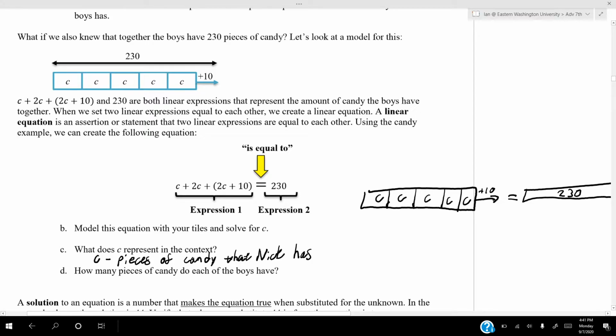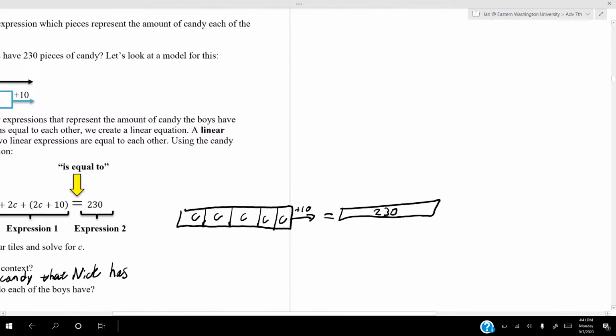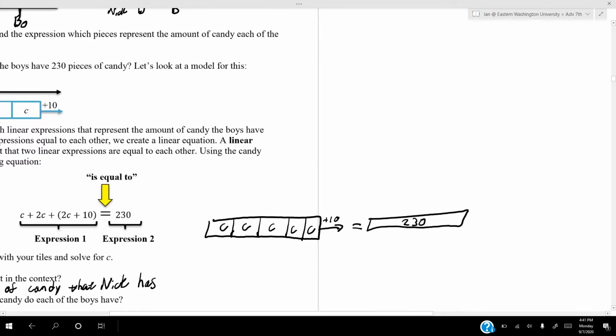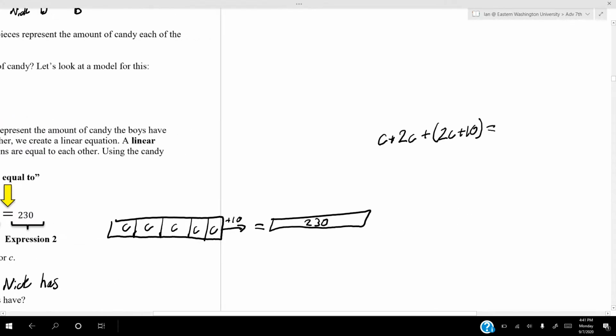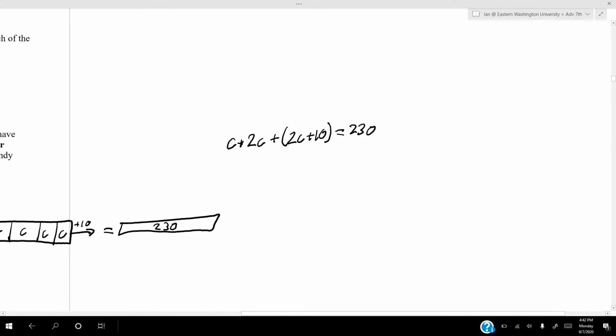So now we're actually going to solve this equation, and we're going to follow some steps. I'm going to come over here to the right and write this equation out: C plus 2C plus 2C plus 10 equals 230. So now we have these rules. The first thing we're going to do, if it's applicable, step 1 is distribute.